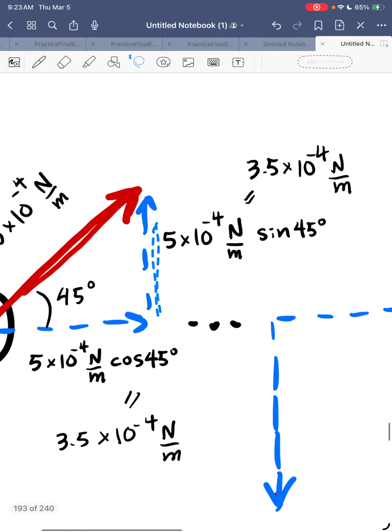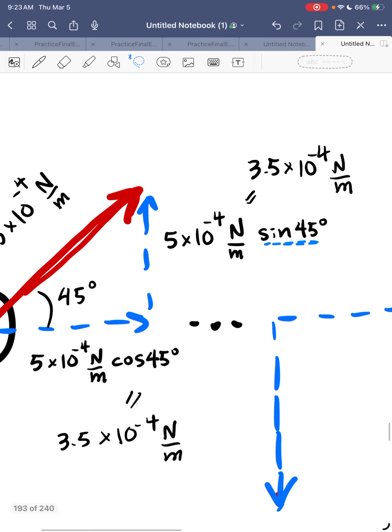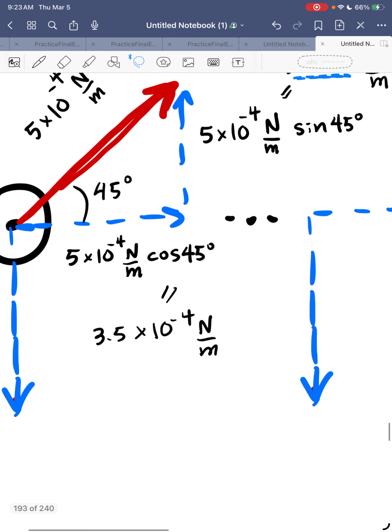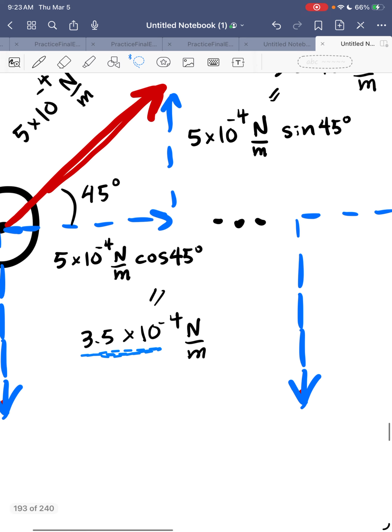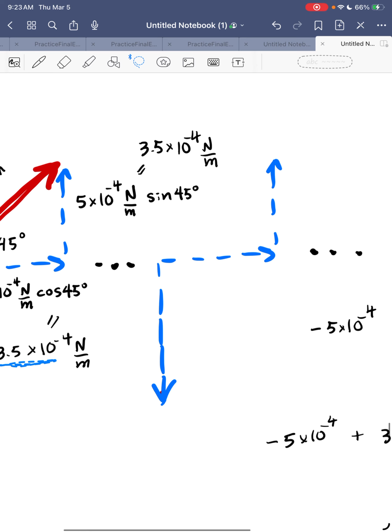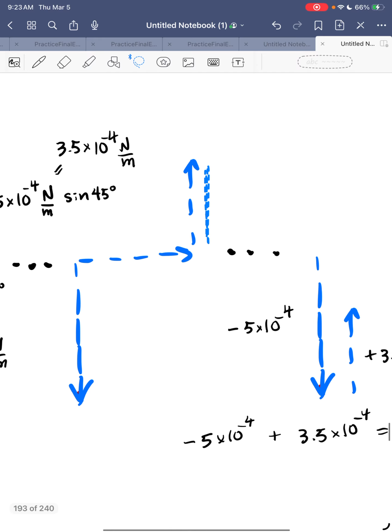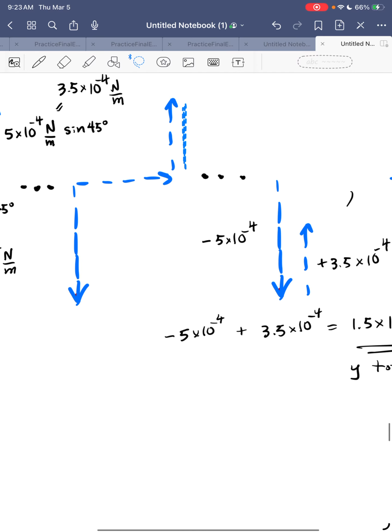So when I take this number and multiply it by the sine of 45, I get this number, 3.5 times 10 to the minus 4th newtons per meter. And likewise, because at a 45 degree angle the sine and cosine are the same, when we do that, we get the same number here. So those are the lengths of the x and y components, which we can draw here, roughly speaking. It's that and it's that. Now what we're going to do is collect these y values.